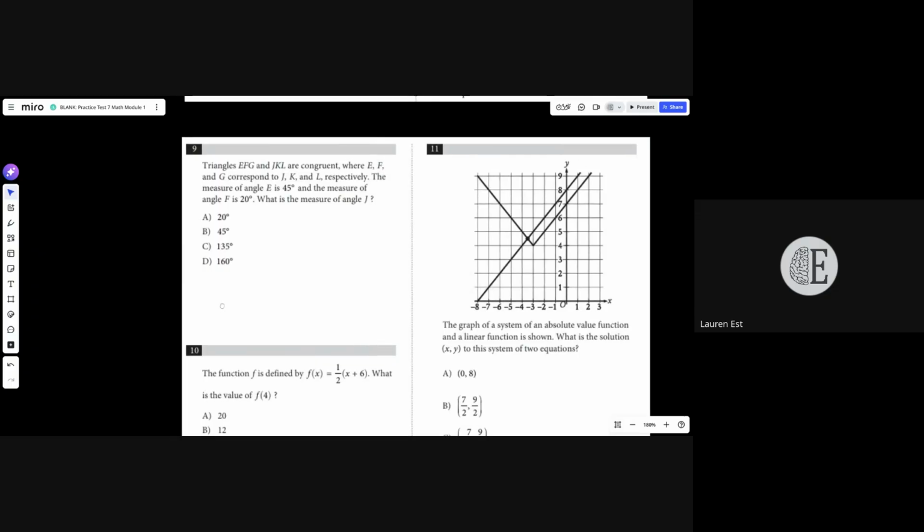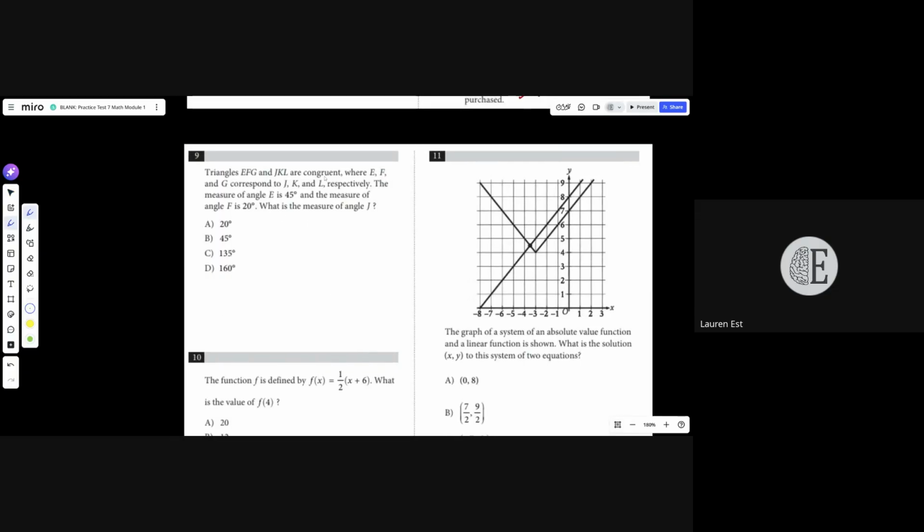Excellent. Second page. Triangles, we love those. Always draw first. They're congruent. Congruent means same angles, same sides. And then similar, while we're here, is proportional sides, same angles, regardless of shape.